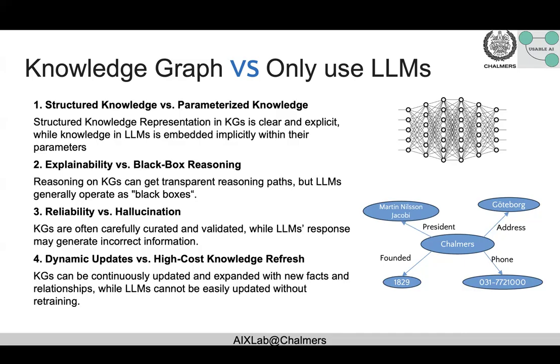And the second, using a knowledge graph, we can get explainable results. Reasoning on knowledge graphs is transparent. We can see the process, but the LLM is a black box. And third, the knowledge graph is reliable since the knowledge inside is carefully created and validated. But LLMs will have hallucination issues.